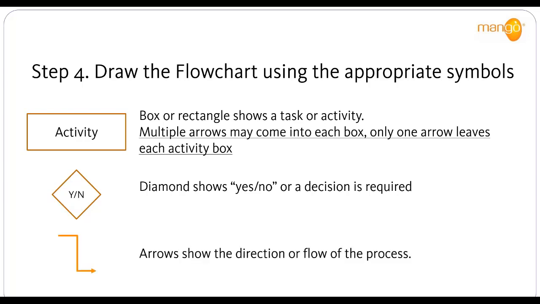And of course, an arrow. And then the arrow defines the direction of the flow. So that's all you need: a box, rectangle, a diamond, and an arrow. And we'll talk about the different types of how those are actually used a little bit later and show you some examples.